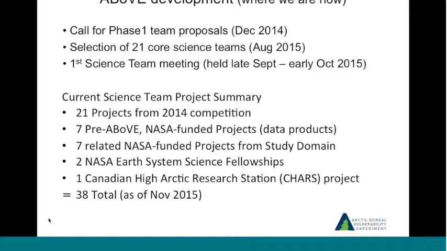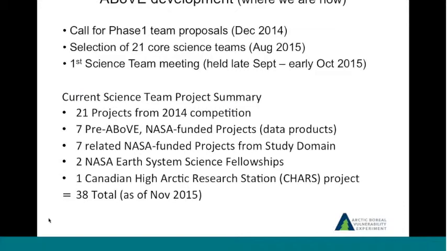There are another 7 projects that were funded by other programs within NASA, so for example, carbon cycle science or interdisciplinary science programs. Those were very relevant to ABoVE. They're within the study domain and address the ABoVE objectives, so those are included as well. A couple of NASA Earth Science Fellowships. There will certainly be more of these as we go forward. And then at least one project so far that's supported by the Canadian High Arctic Research Station.